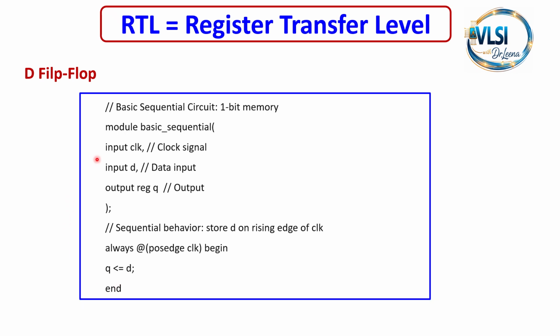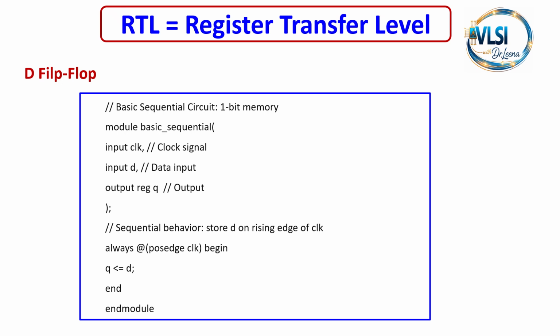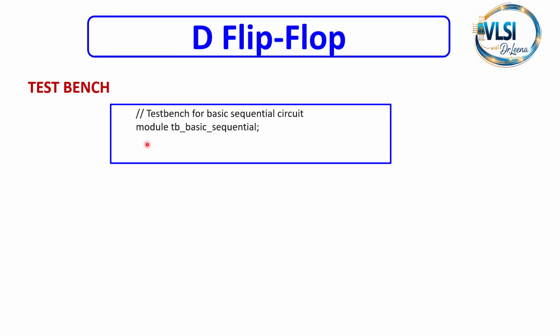Now, after completing everything, we are going to close the always block. And then we are ending the module. Now we are going to write the test bench. First, we are going to give the module and module name. After that, we are assigning the inputs and outputs using reg and wire.